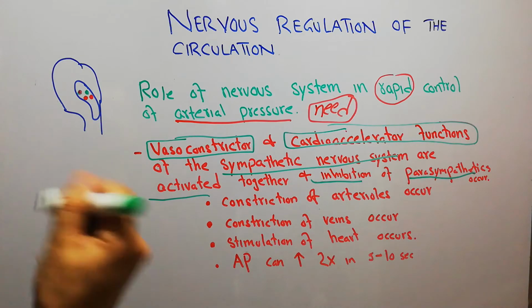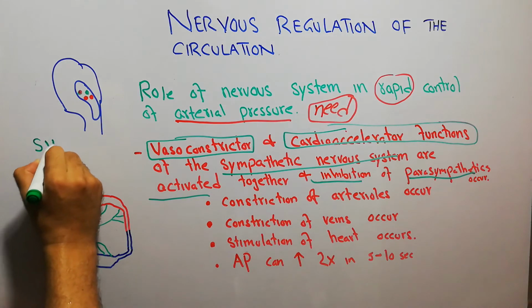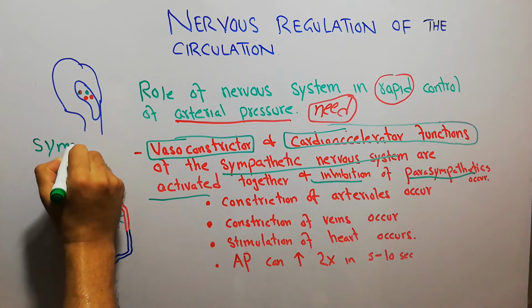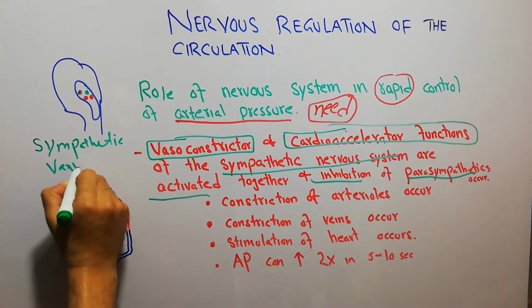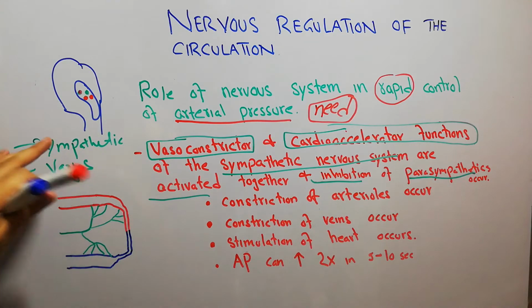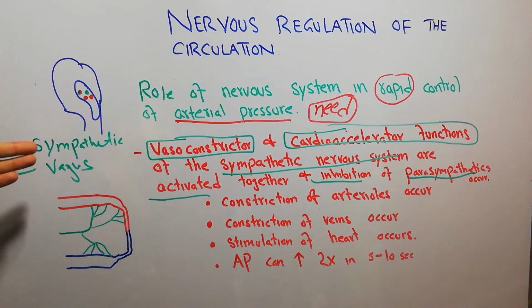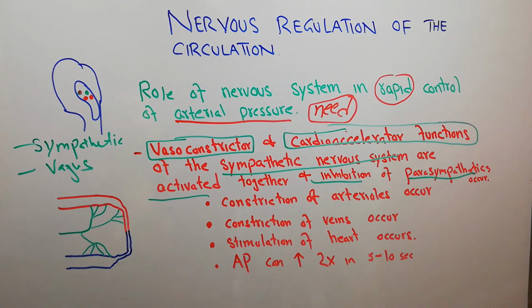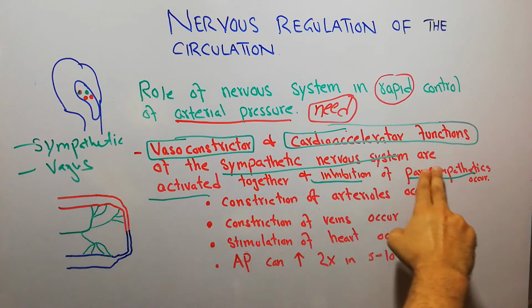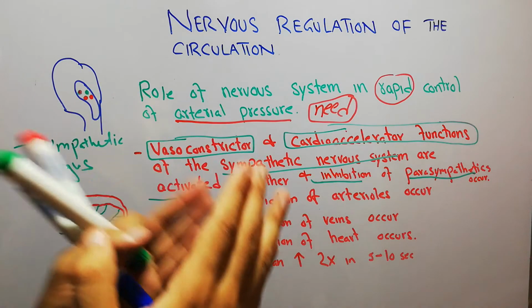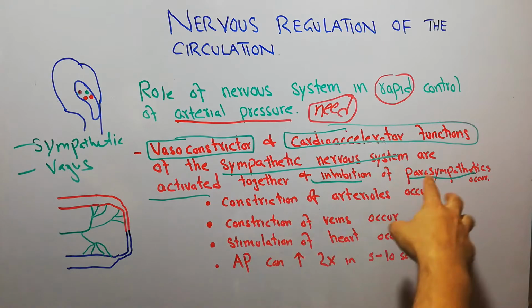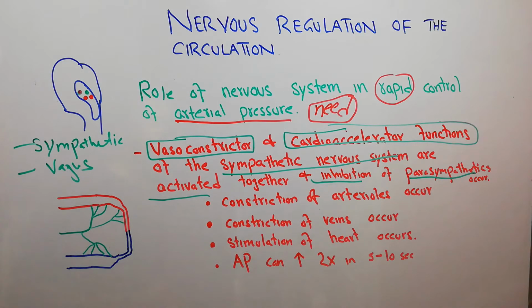So we have discussed that both these signals come through the sympathetic nerves and the vagus. The vasoconstrictor and vasodilator fibers get activated with the help of the sympathetic fibers. And the vagus nerve is responsible for transmitting the parasympathetic signals.